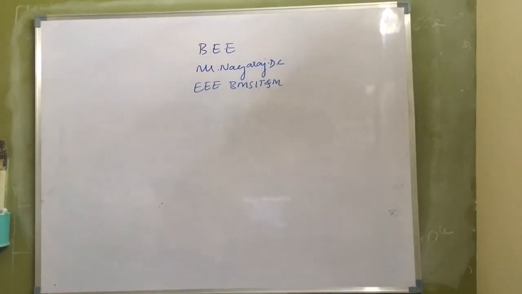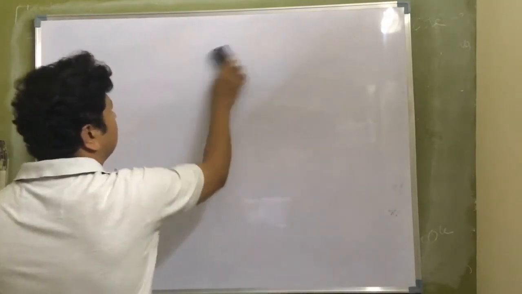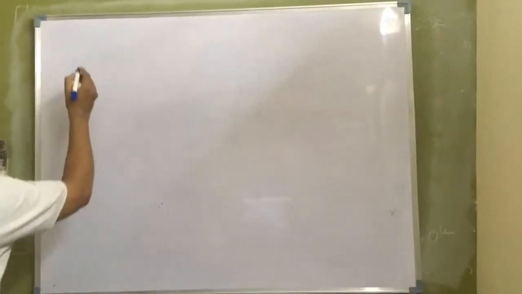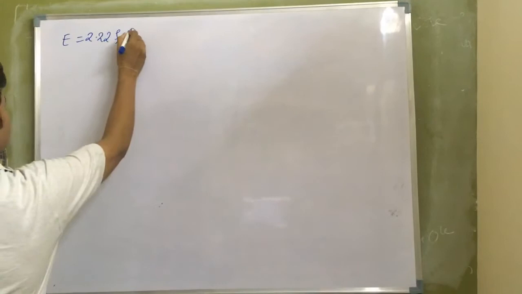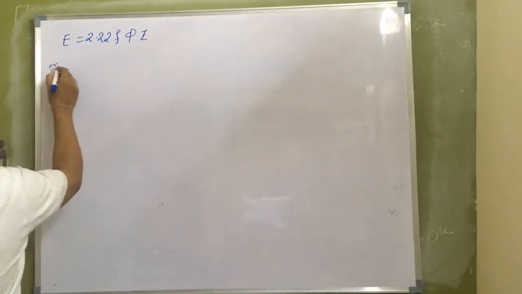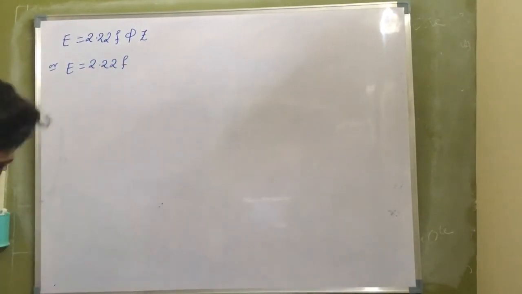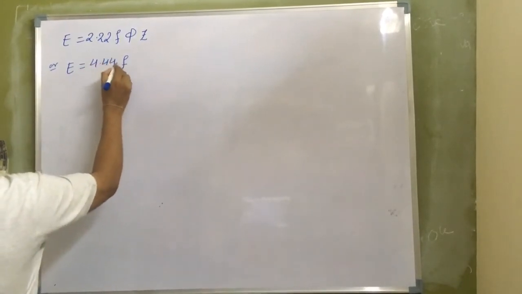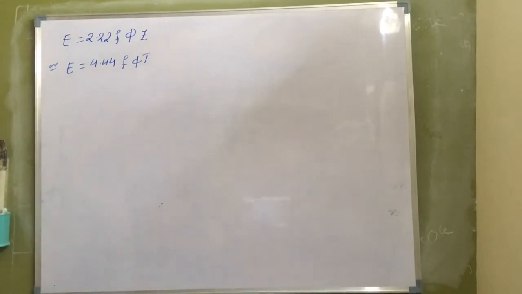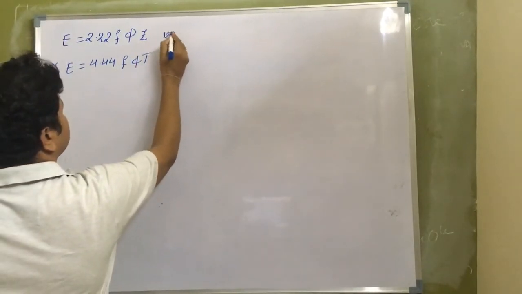Okay. So we have seen the EMF equation of the synchronous generator. That was E is equal to 4.44 F phi into T, where Z is the number of conductors per phase, and T is the number of turns per phase. Okay, volts, this will be in volts.